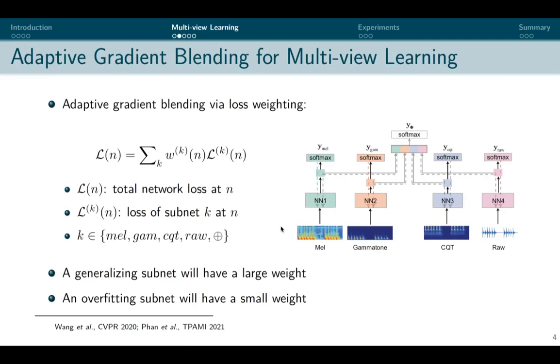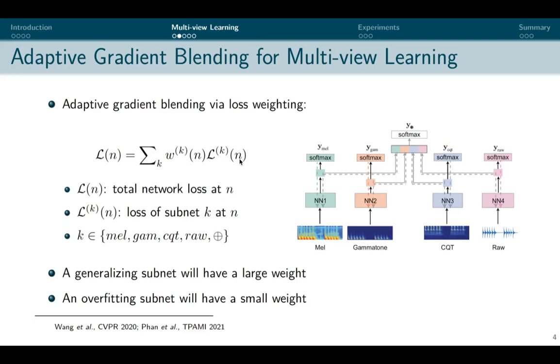With a classification branch associated with each subnet, we are able to calculate the loss value for each of the subnets at any time during the training course. We denote the loss value for each subnet by L_k in this equation. The index k indicates the subnet, and it takes a value among the mel spectrogram branch, gammatone branch, CQT, raw waveform, and also the concatenation branch. And n here indicates the training time.